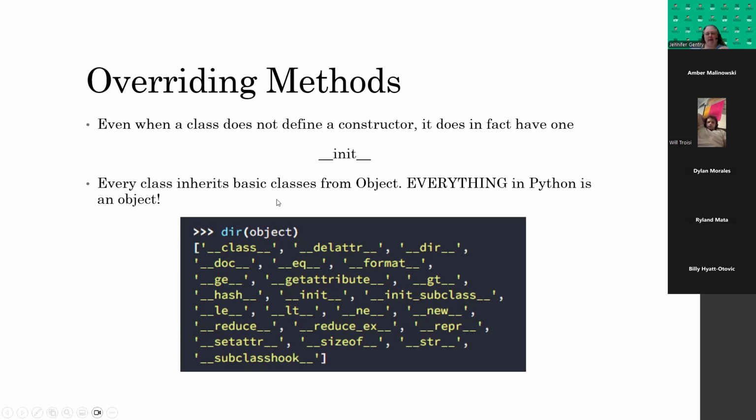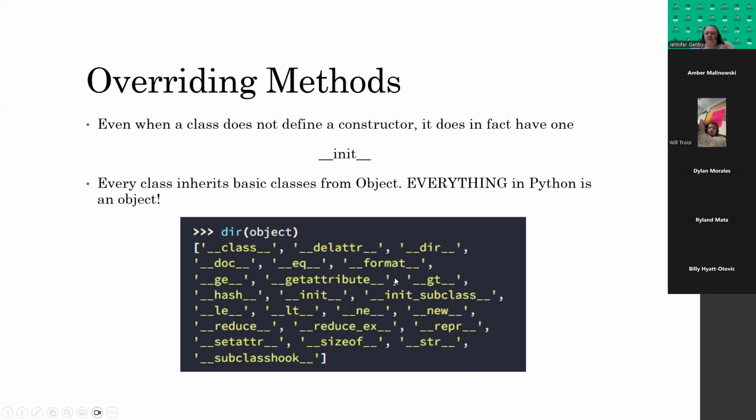Every class inherits certain basic classes from an object. Everything that you're going to create is going to be an object, so it has some methods that it's going to inherit every single time. __init__ is one of them. Right here, __init__. There are some other ones that we're going to talk about.